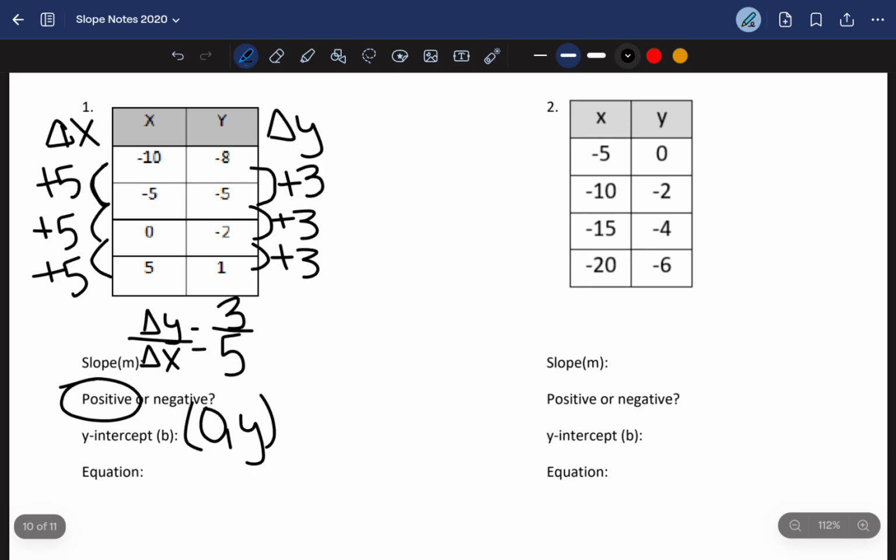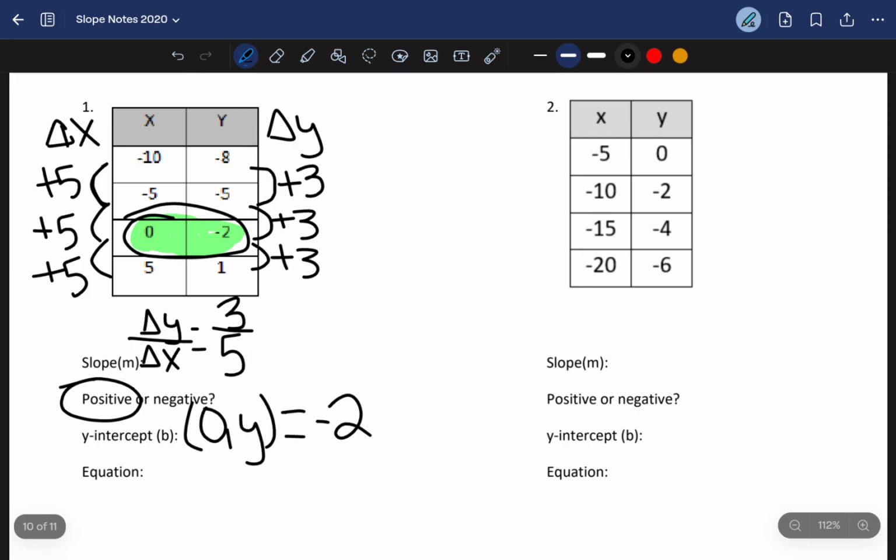And then our y-intercept, remember it has to be 0, y. So let's look for where x equals 0. And if we go down in the table, it's in the third row right here at 0, -2. And I'm also going to highlight it. So if you have a highlighter, feel free to highlight. And so that number is -2.